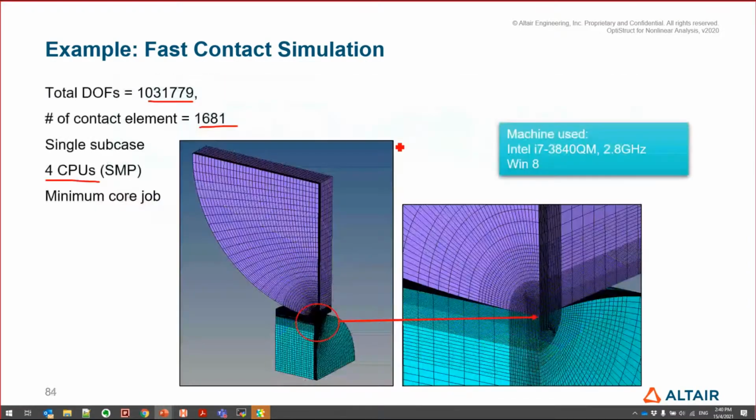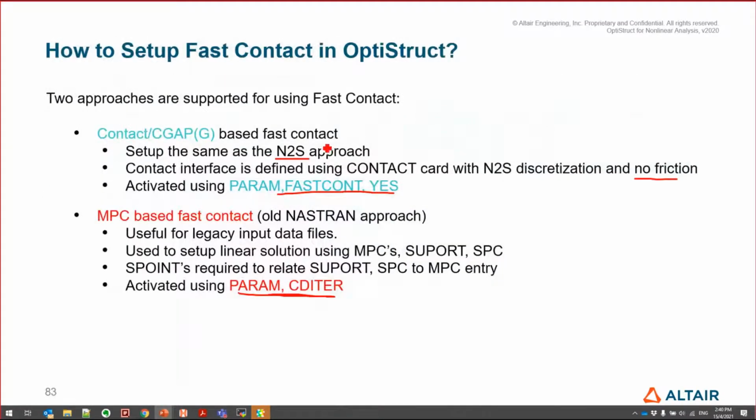To activate that, you define your contact as per usual using the node to surface approach, and then you use fastcon, yes.